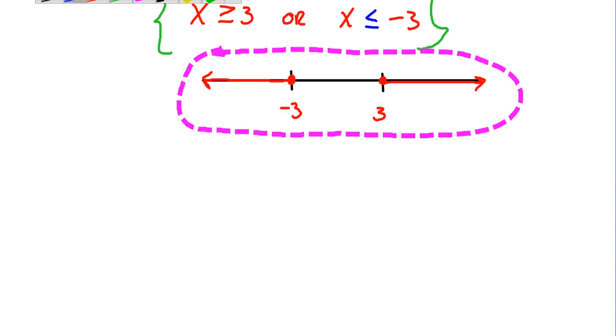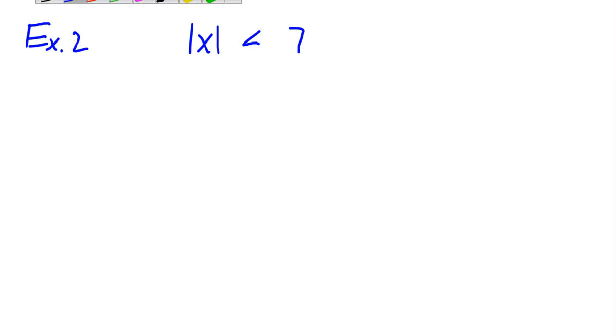Okay, so if it's an and statement, let's give you one of those. Say you've got absolute value of x less than 7. So if it's less than, that means it's going to be an and statement.